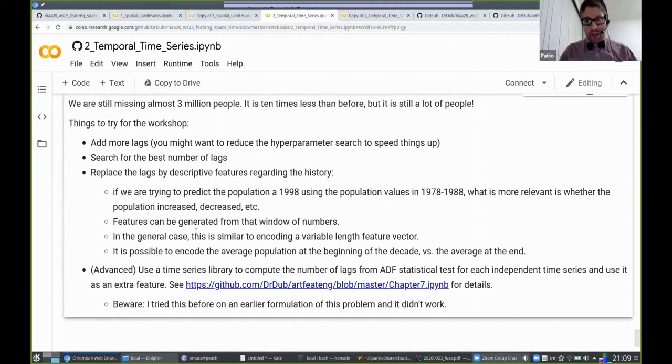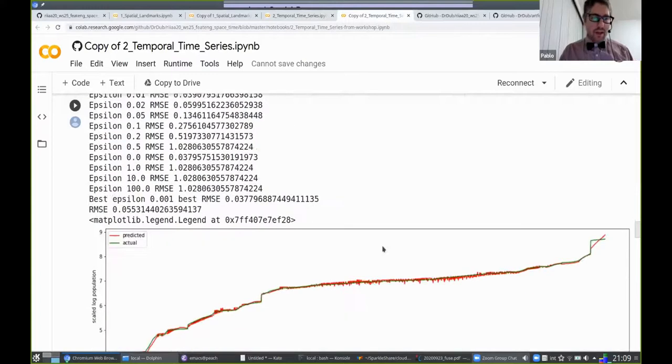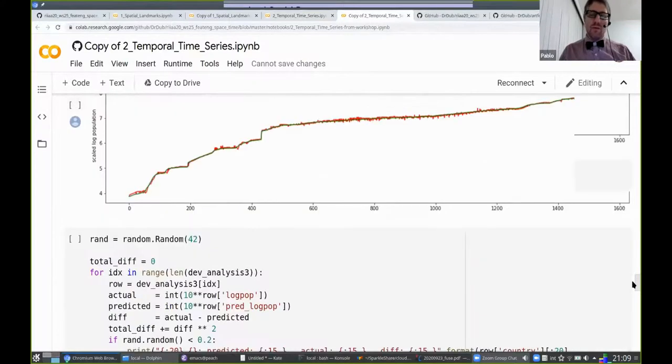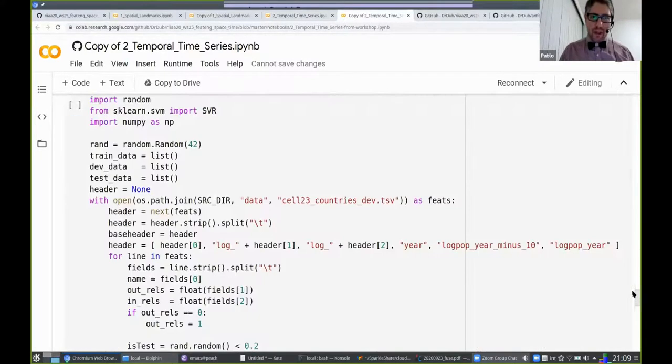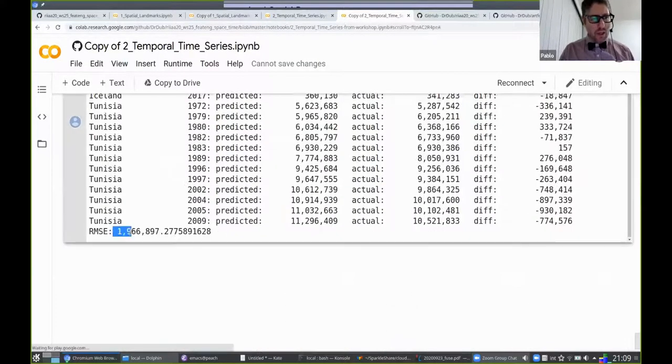And what I encourage you to try is to start adding a longer window. Yeah? So instead of using only the population 10 years ago, you use the population 10 years ago, 11 years ago, 12 years ago, and so forth, so on. Using a few years won't help you that much, but using 10 years more will definitely help you. And so far, the lowest I got was 2 million people of error.